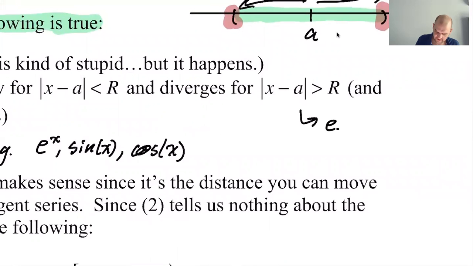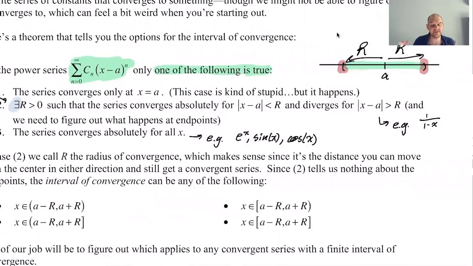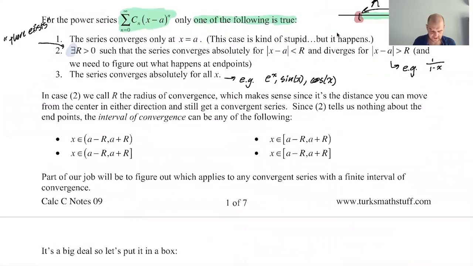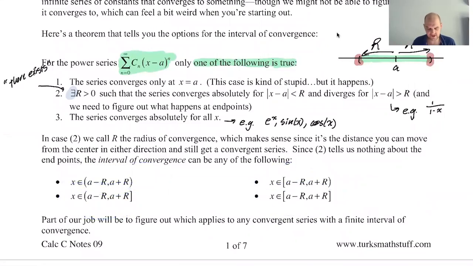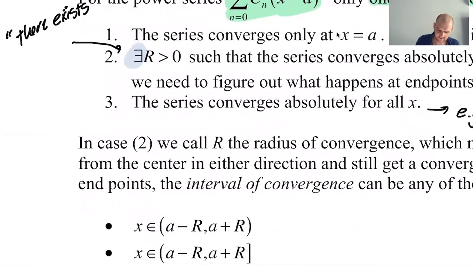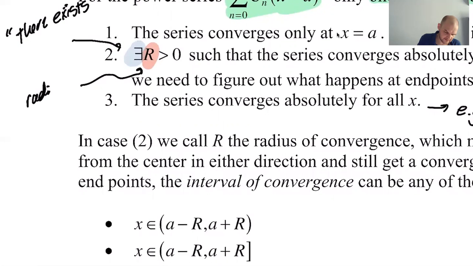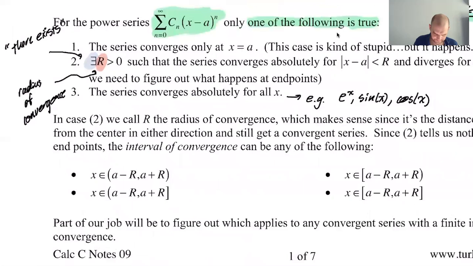Here, for example, 1 over 1 minus x only converges between -1 and 1. It doesn't converge at the endpoints. So you can get any combination of these, assuming there is an r. R is called the radius of convergence, which I should highlight. I'm all over the place on these notes, and I apologize for that because I should be better. So this will be the radius of convergence.